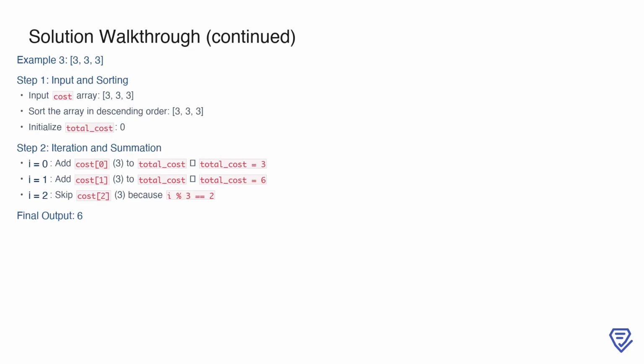At index 2, we skip the candy with a cost of 3 because it is the third candy in this group, as indicated by i % 3 equals 2. This gives us a final total cost of 6, which is the minimum cost for this example.